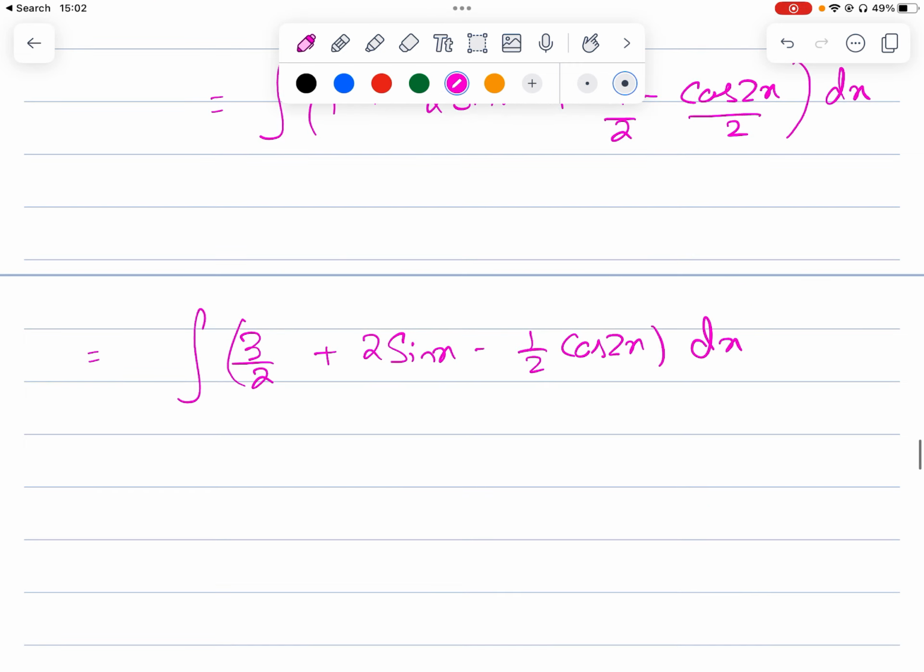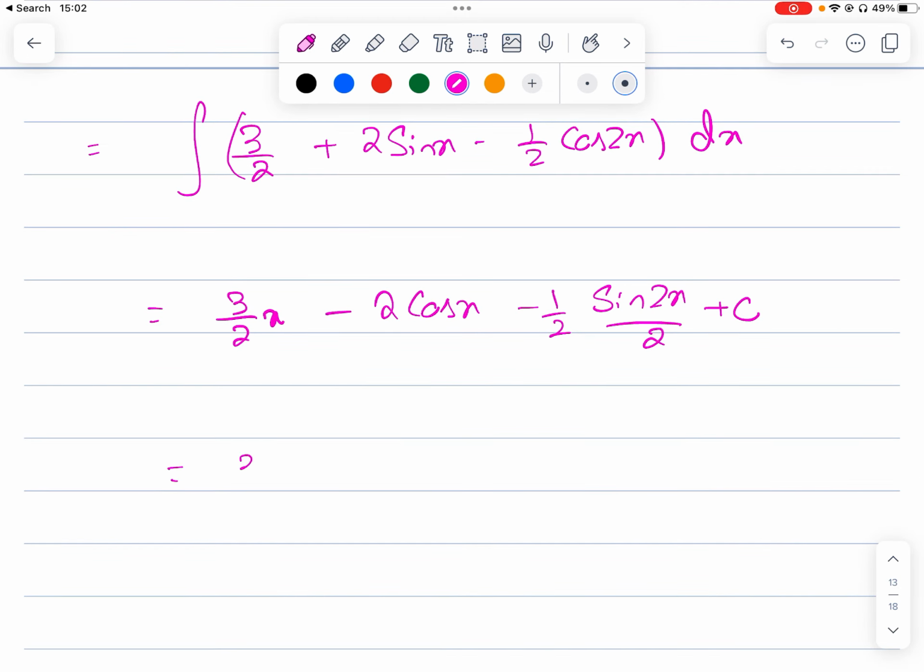Now what is 3 upon 2 integral? 3 upon 2 integral is 3 upon 2 x, plus 2 sin x integral is minus 2 cos x, minus 1 upon 2 cos 2x integral is sin 2x upon 2, plus c. Simplify that, it becomes 3 upon 2 x minus 2 cos x minus 1 upon 4 sin 2x plus c. That's going to be the answer. That was part F.